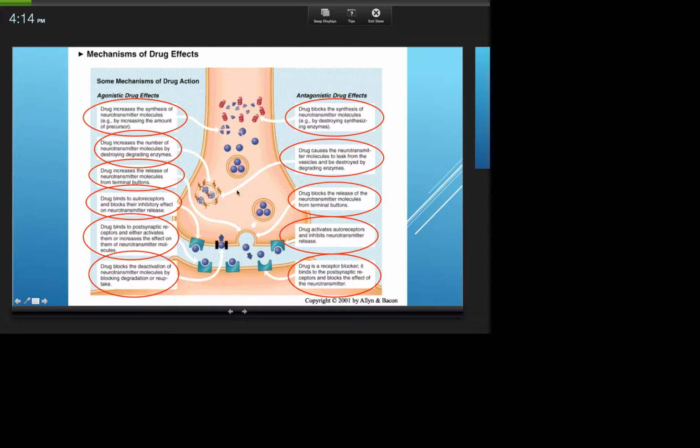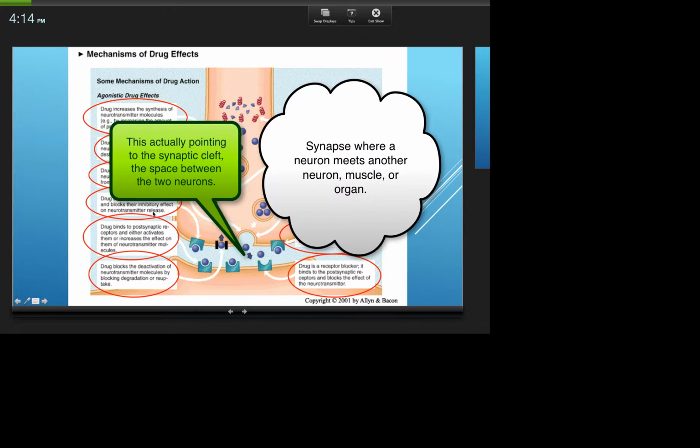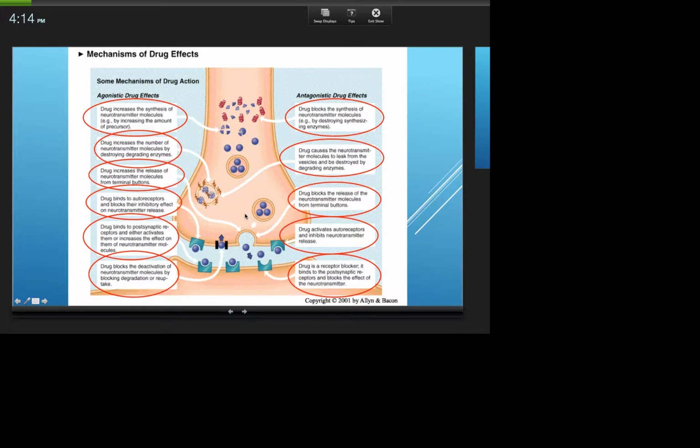Okay, so the first thing they go through is agonist versus antagonist. Before we do that, let's recap what we're looking at. This is a synapse. A synapse is a junction between two nerves. You can have a neuromuscular junction, where it would be a nerve and a muscle on the other side. But here I'm thinking we have two nerves. I can't really tell what the postsynaptic side is.